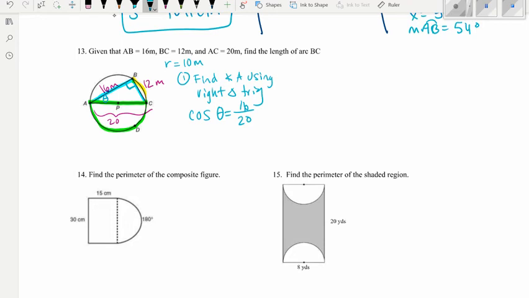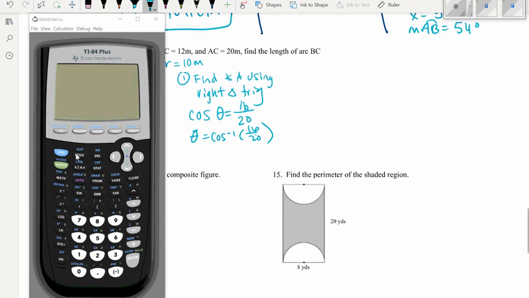So to solve for theta, the only way to take it out of a trig function is to use the inverse. So theta is equal to the cosine inverse of 16 over 20. If you're doing this in your calculator, make sure your calculator is in degree mode first off. And then you go to second cosine to get the inverse. 16 divided by 20, which gives us 36.9 degrees if we round.